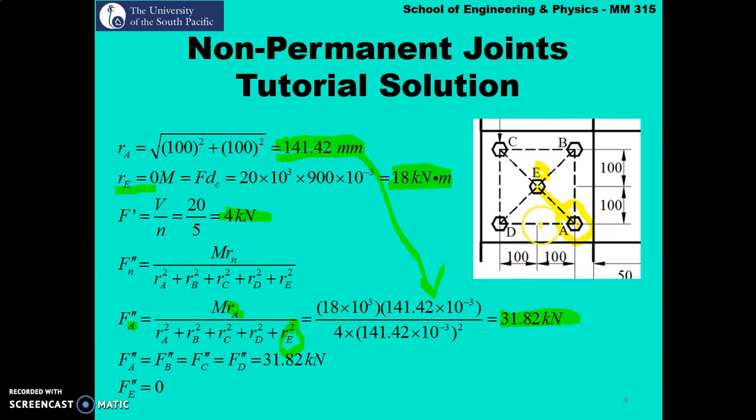But since bolts B, C and D are located at the same distance from the centroid O, the secondary shear on B, C, D is going to be the same, which is 31.82 kilonewton. Secondary shear on bolt E is going to be 0 because the distance of bolt E from the centroid is 0. So in this equation, when you have 0, everything becomes 0. So secondary shear acting on bolt E is 0.